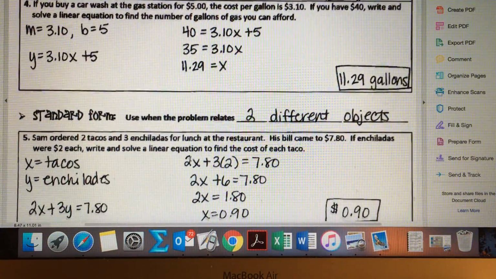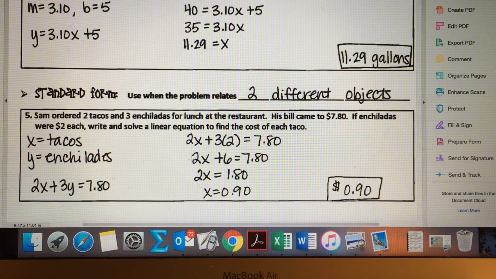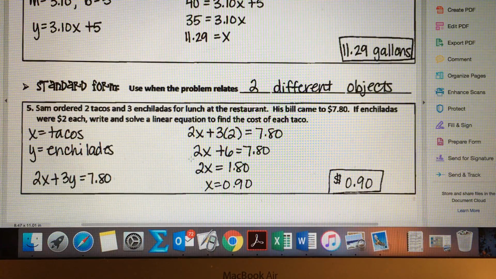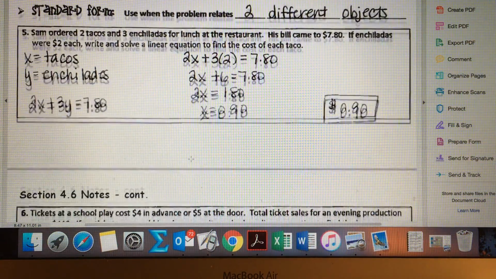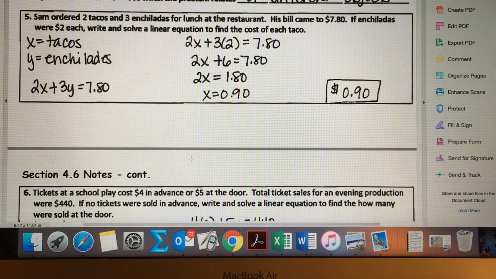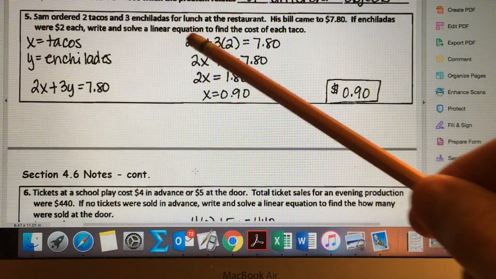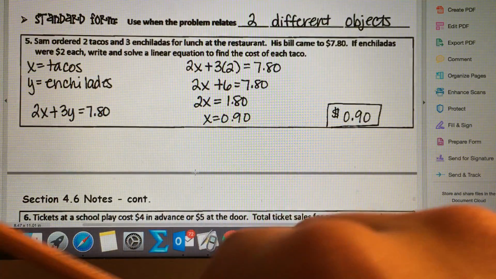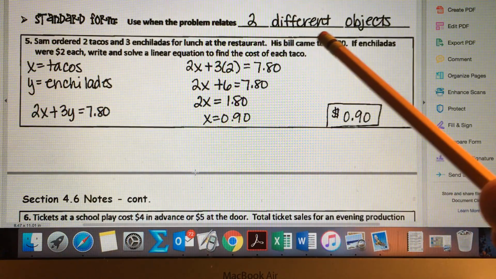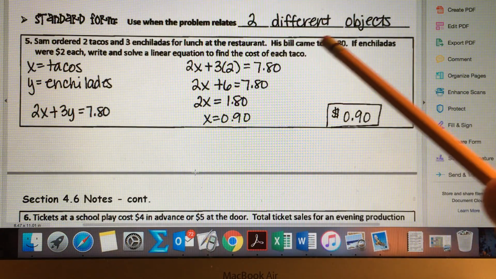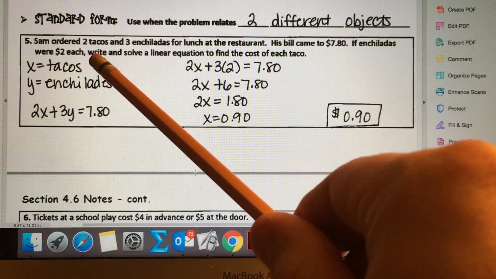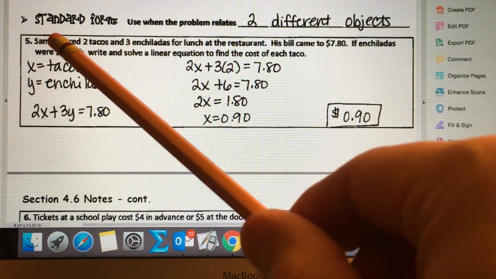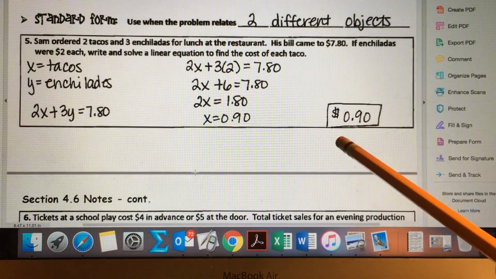Now let's talk about standard form. We talked about that at the end of class, but I'm going to do one more of these. So we talked about the tacos and enchiladas example, so I'm going to do number 6. But remember, we use standard form when the problem relates two different objects. So just like we have 2 tacos and 3 enchiladas, and they told us how much those cost, notice how that's 2 different objects, tacos and enchiladas.